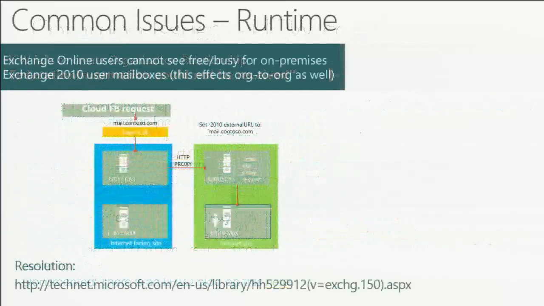Okay, another issue. If you are a cloud user looking up an on-premises 2010 user's FreeBusy, and that 2010 user is in an intranet site, you need to make sure that the external EWS URL on that intranet site CAS server is specified. Now, what would you specify it to? You would make it the 2013 external URL site address, but it has to be specified.